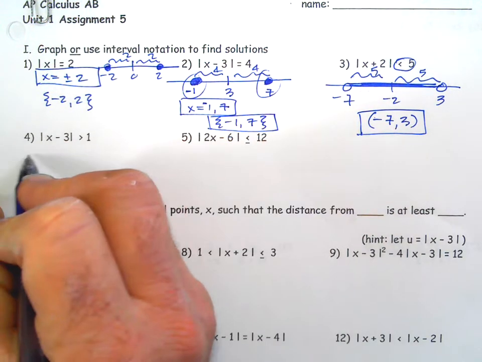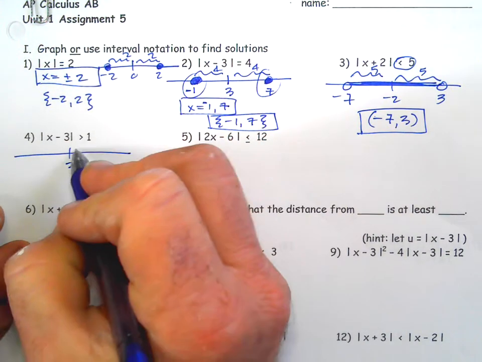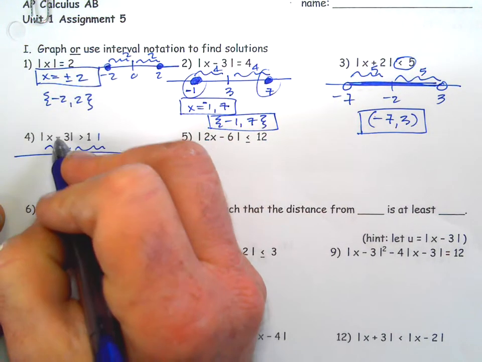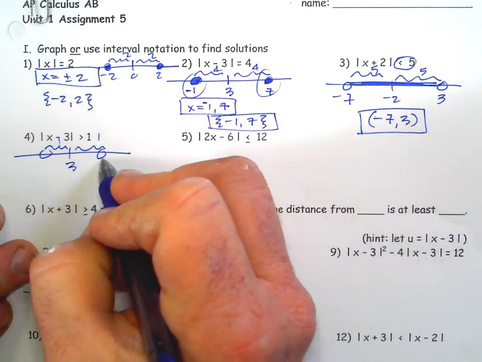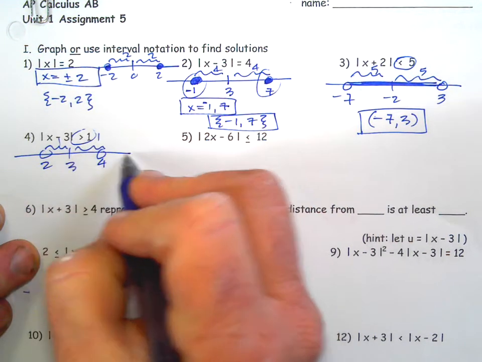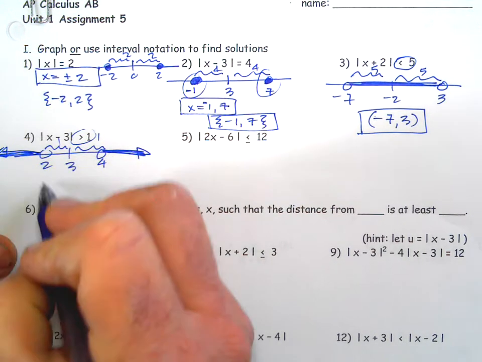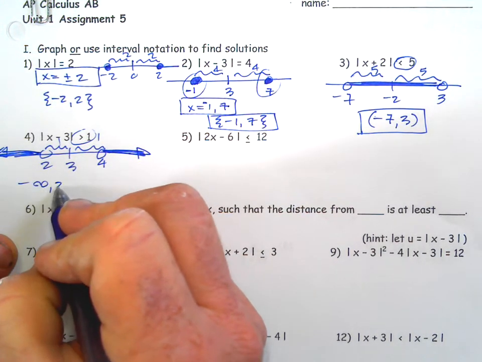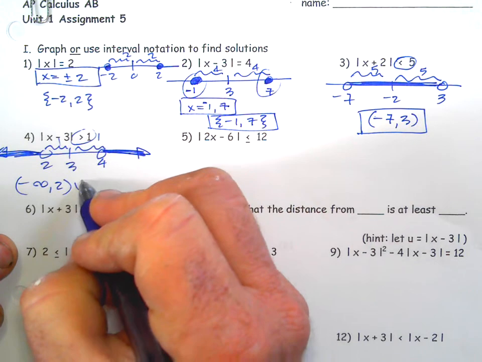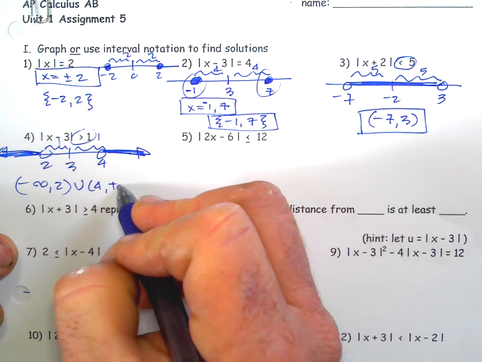Okay, same thing here. Middle's at 3, 1 away, open dots, 4 and 2. We want distances more than 1. So that's here and here. So negative infinity to 2, union 4 to positive infinity.